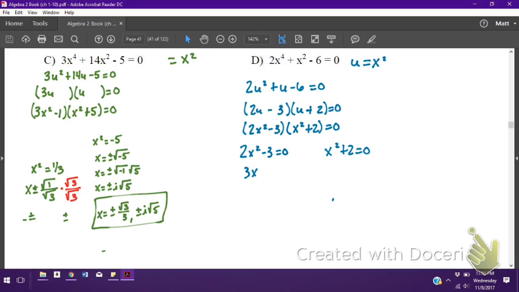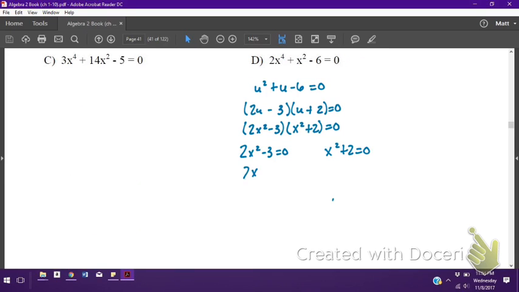Add 3 to both sides. Whoops, meant to be a 2 there. So 2x squared is equal to 3. Divide by 2, so x squared is equal to 3 halves. Take the square root, and x is equal to plus or minus the square root of 3 over the square root of 2. If I were to rationalize that again, I'm going to multiply by root 2 over 2. So then I end up with x is equal to plus or minus root 6 over 2.